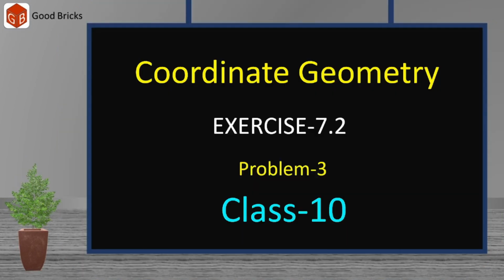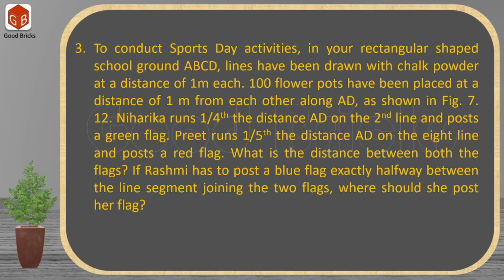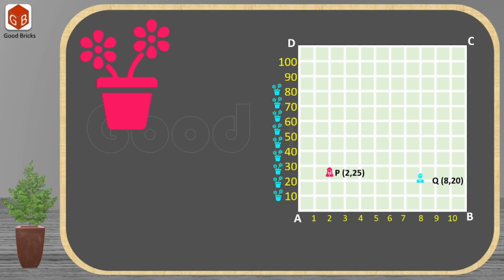Let us now solve the third problem and have a look at this third problem. Don't worry by looking at the problem. Let us try to understand that problem with a beautiful animation. See, this is a ground. A, B, C, D is a ground. And the length of this AD, they have given as 100 meters. And on each meter, they kept one flower pot. That is what they have given in the question.